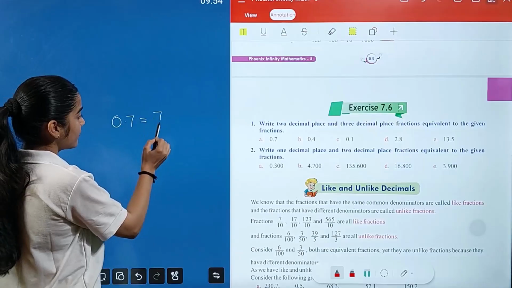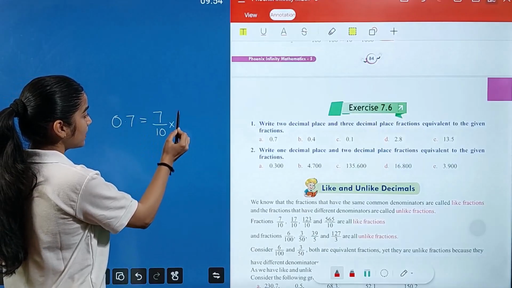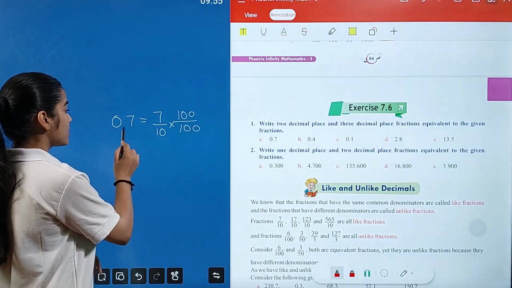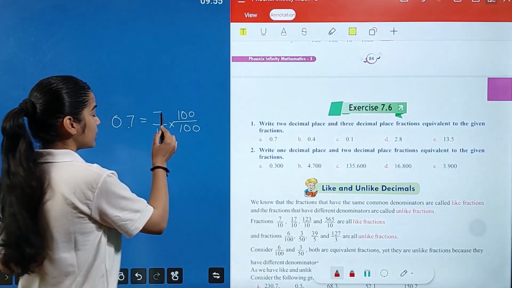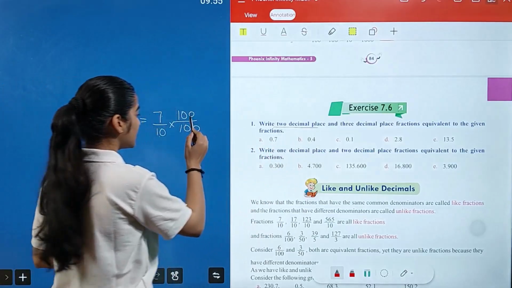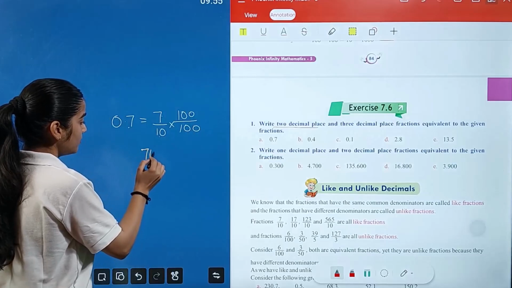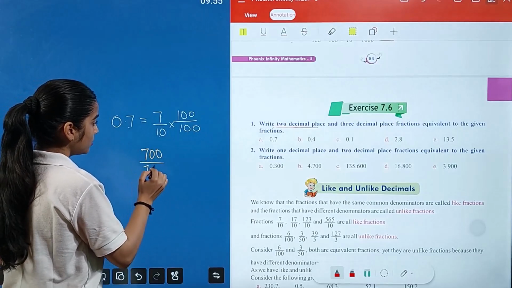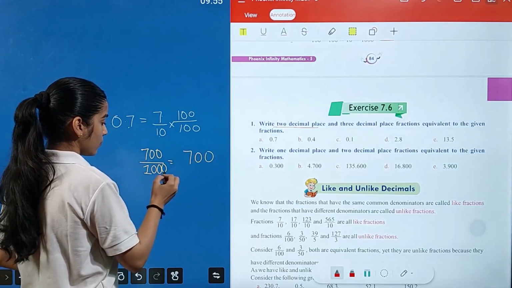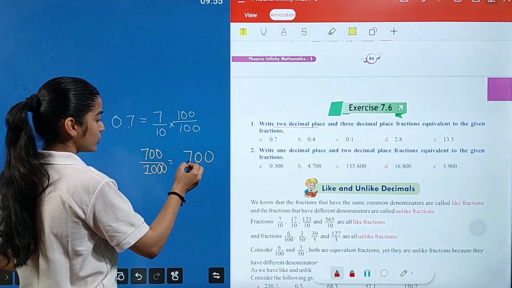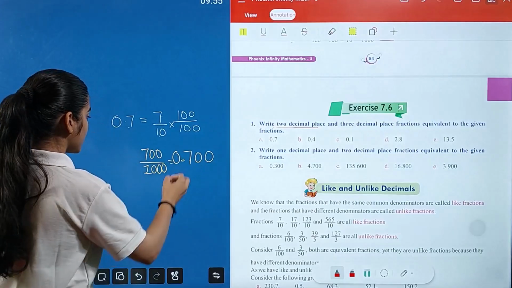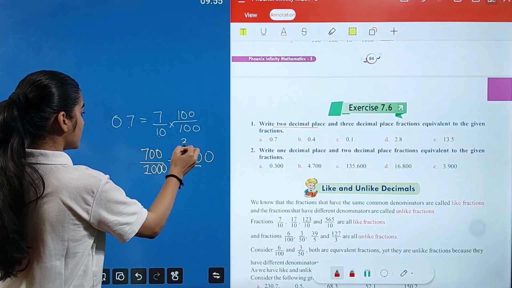Or you can do one thing also: 0.7, 7 upon 10, multiply with 100. First we convert it into fraction form. First we have to convert it into 3 decimal places, so we have to multiply it with 100. So 700 upon 1000. You will get your fraction, and put a point here. 0.700 is your fraction form for 3 place value.